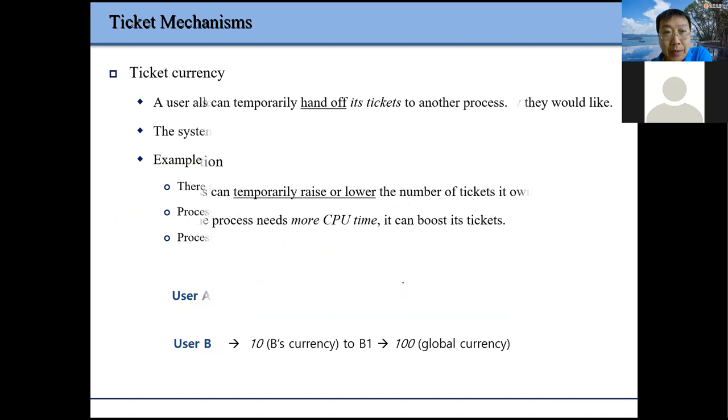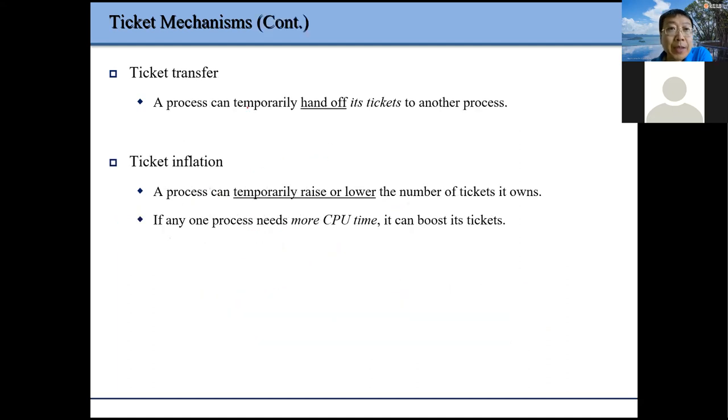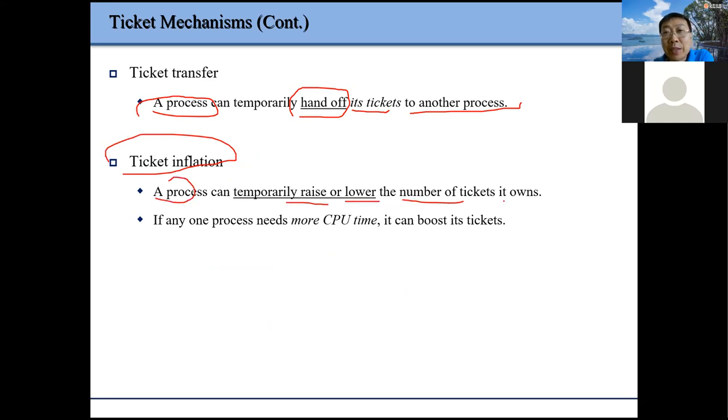Another way is that a process may temporarily hand off some tickets to another process. Basically, I say, okay, I have enough tickets, so I give some to you. Then there's ticket inflation, where a process may temporarily raise or lower the number of tickets it owns.